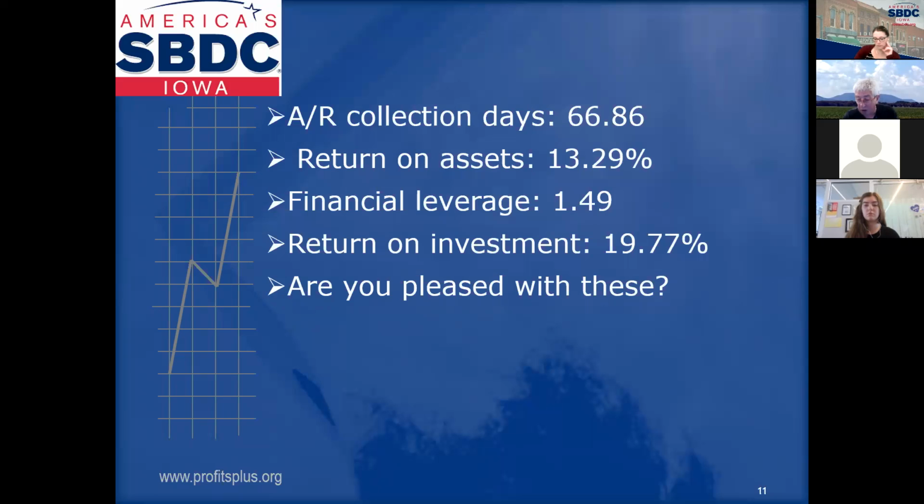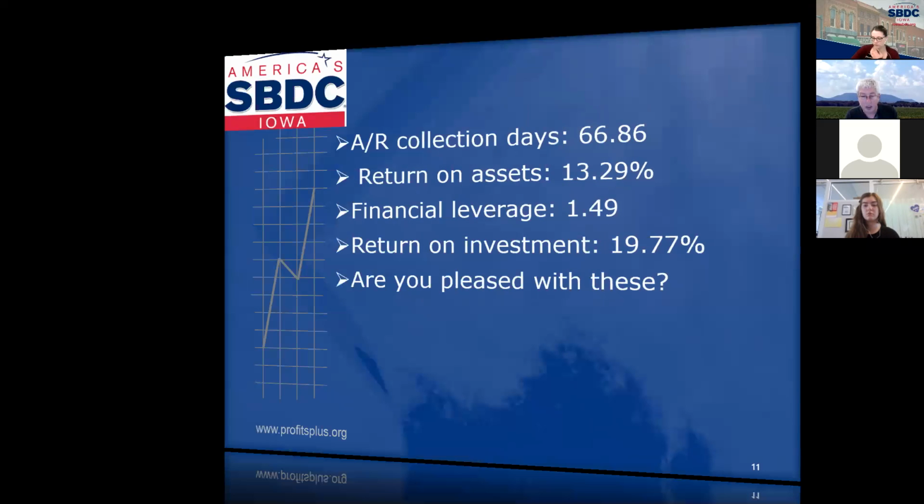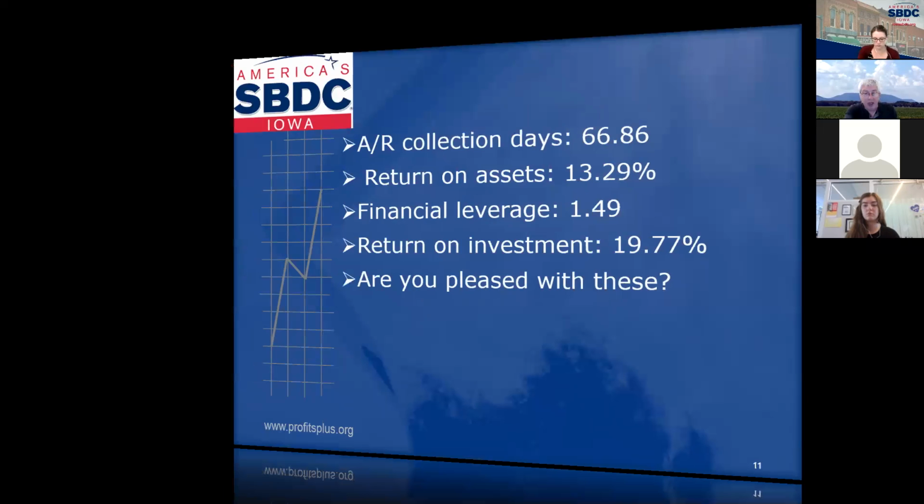Your business, though, is what we're talking about, and it's a 19.77. So as we look at this, are you pleased with these? Are you pleased that your business is producing 19.77, that your business is outperforming things like the stock market? Don't answer that question yet. Just think about it. All right, here's the numbers.